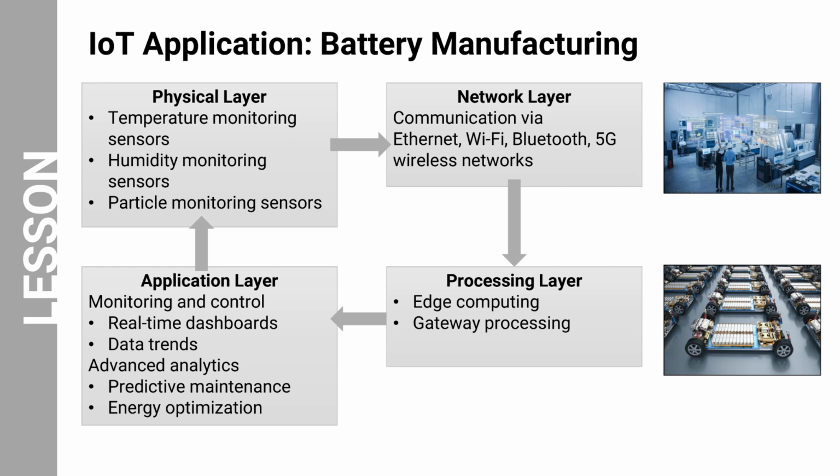This integrated IoT approach ensures consistent battery quality by maintaining precise environmental conditions, reducing defects through early detection, and optimizing energy consumption in the manufacturing process. The system's ability to collect, process, and act on real-time data has become crucial for maintaining the high standards required in EV battery production.